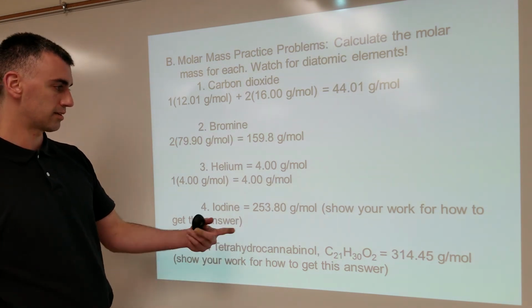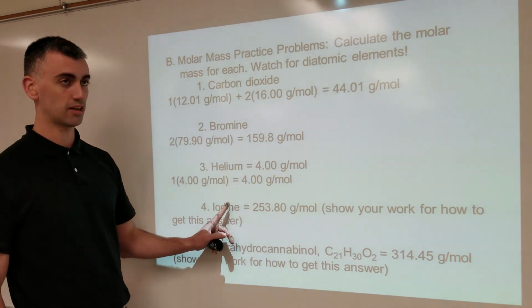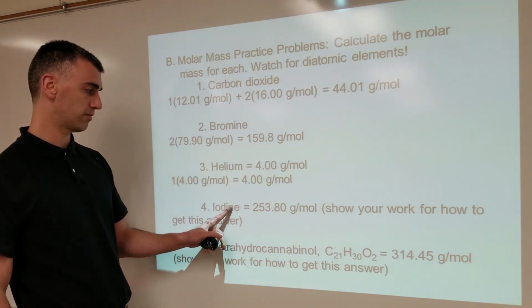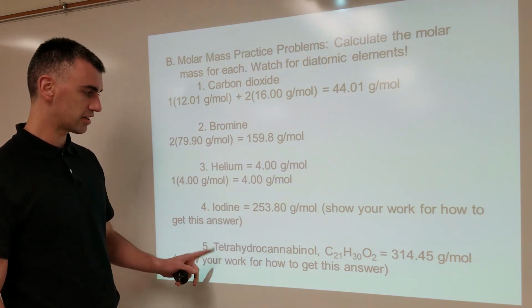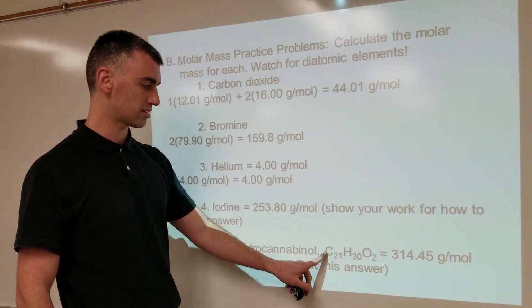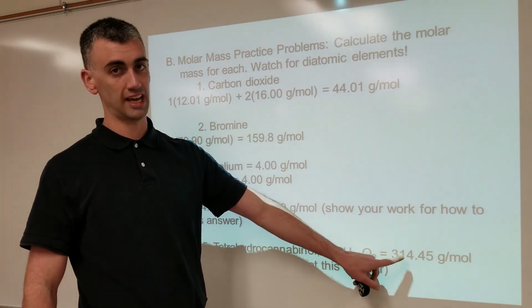Or at least you will times it by 2. I see that you don't have it on here. So the original answer is, the periodic table says 126.4, I guess. So you times it by 2 in order to get this. And then tetrahydrocannabinol, 21 times the mass of carbon plus 30 times the mass of hydrogen plus 2 times the mass of oxygen should add up to that.